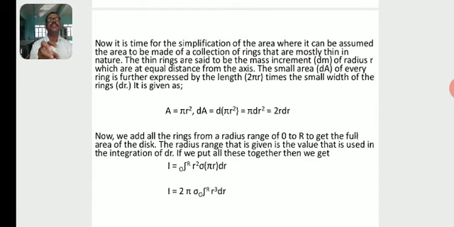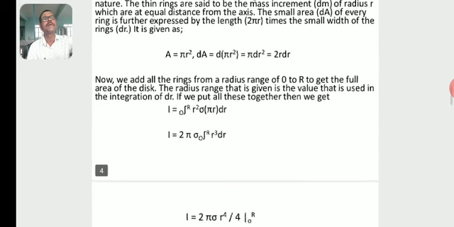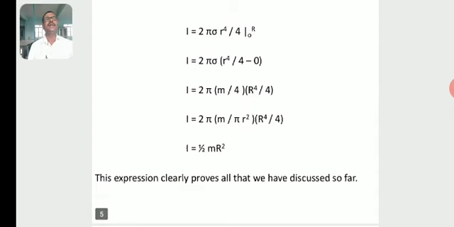If we put all these together, then we get I is equal to the integration of r square sigma 2 pi r into dr with the limits 0 to capital R. Then I is equal to 2 pi sigma times the integration of r cube dr with the limits 0 to R. The integration of r cube gives r to the 4 by 4 with the limits 0 to R. Then I is equal to 2 pi sigma, applying the upper limit minus the lower limit, R to the 4 by 4 minus 0.